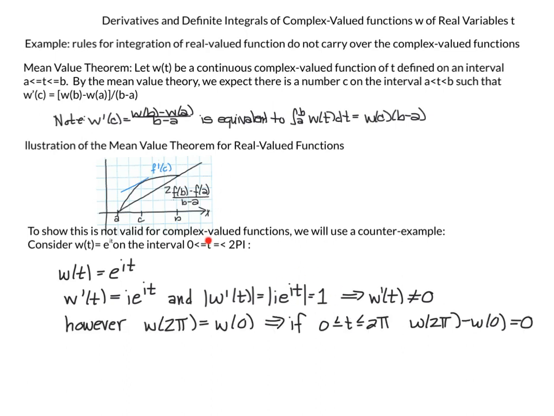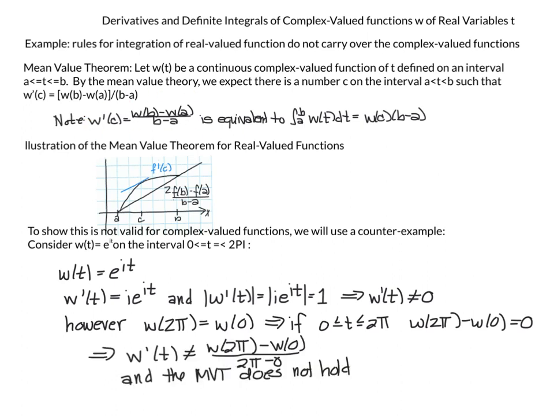However, if we look at t going between 0 and 2 pi, we note that w of 2 pi is equal to w of 0. It's just equal to 1, both of them. So w of 2 pi minus w of 0 is equal to 0. So these two sides of the equation cannot be equal.